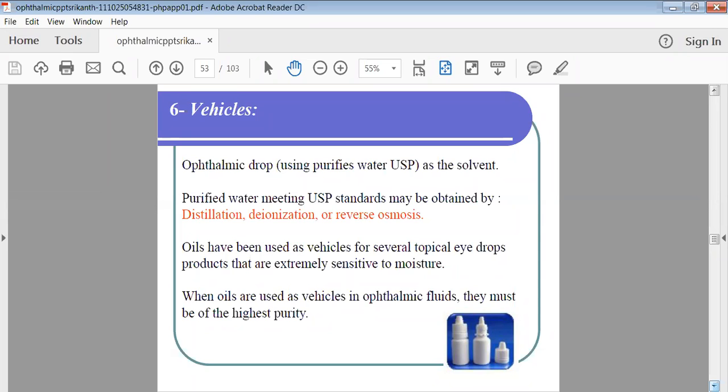Then instead of water, we can use some oils also as vehicles, because depending on your drug and sensitivity, sometimes we may require a change of vehicles. So instead of water, we can use oil.